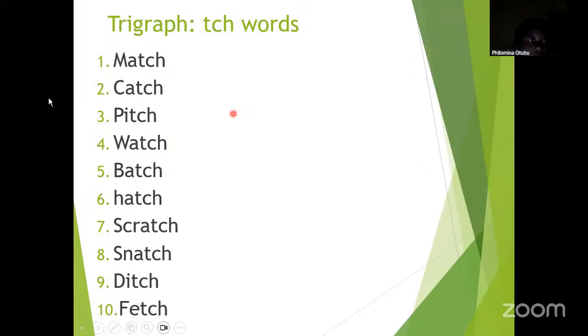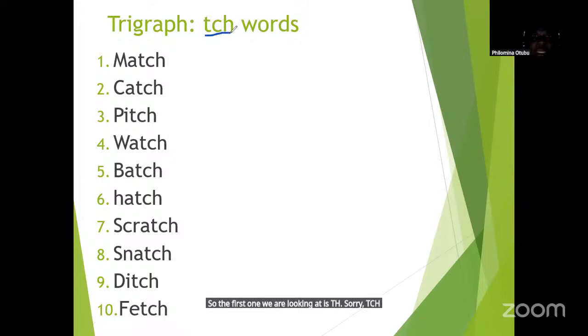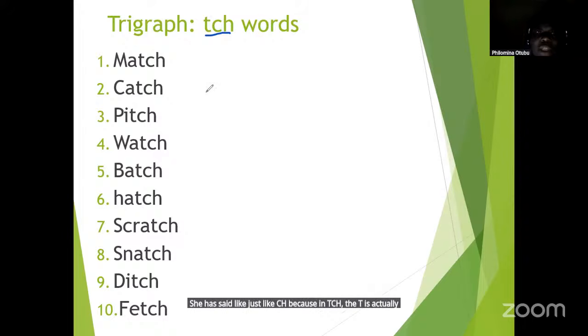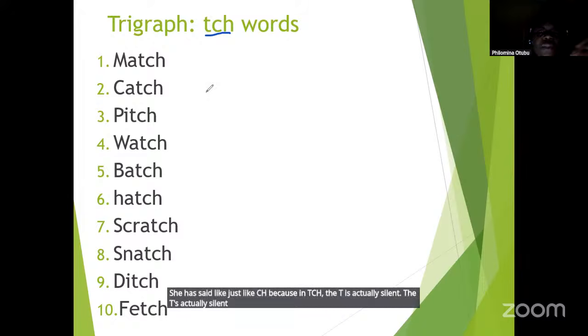So the first one we are looking at is TCH. TCH says ch, just like CH, because in TCH, the T is actually silent. So the sound comes out as ch.